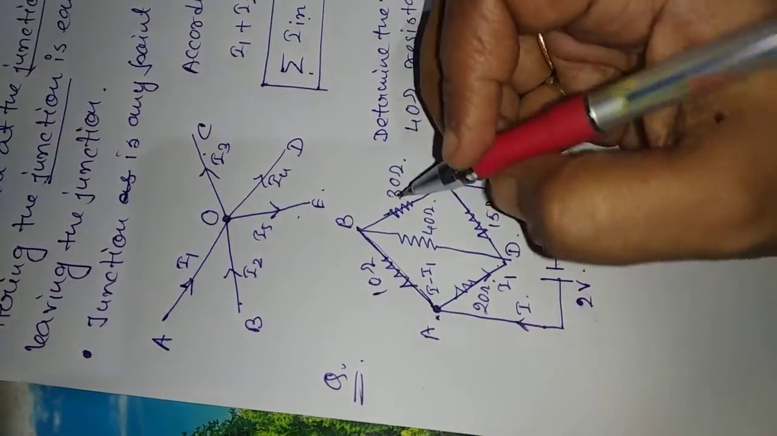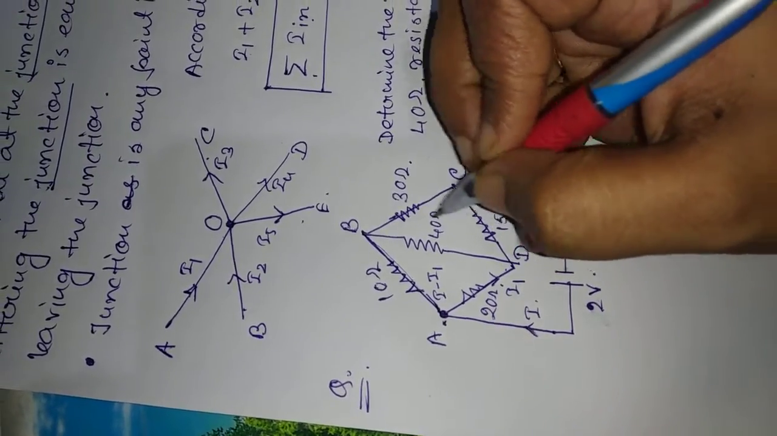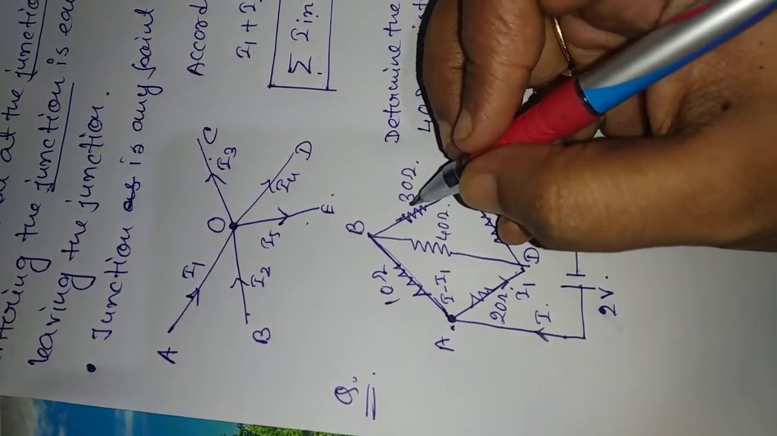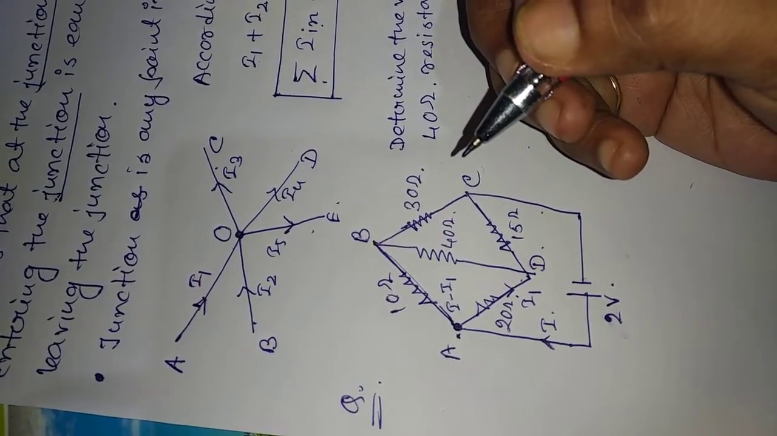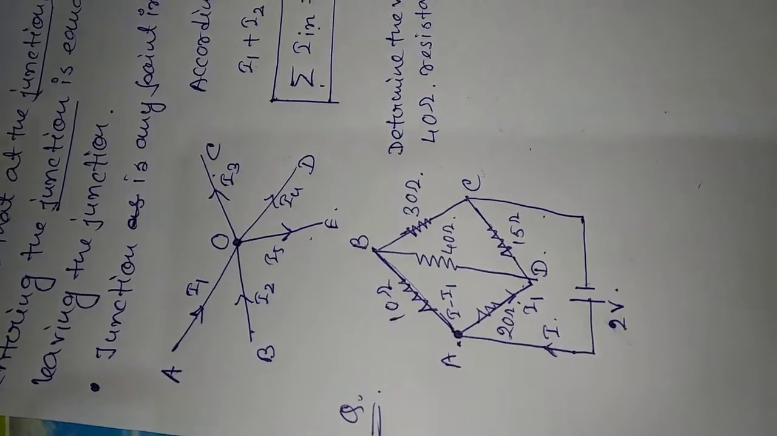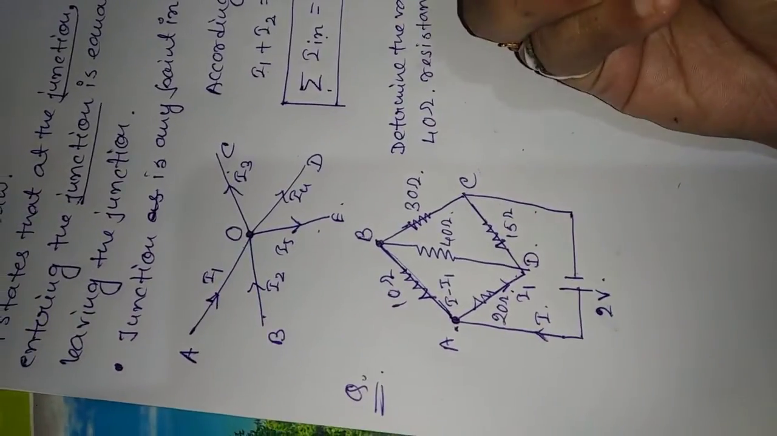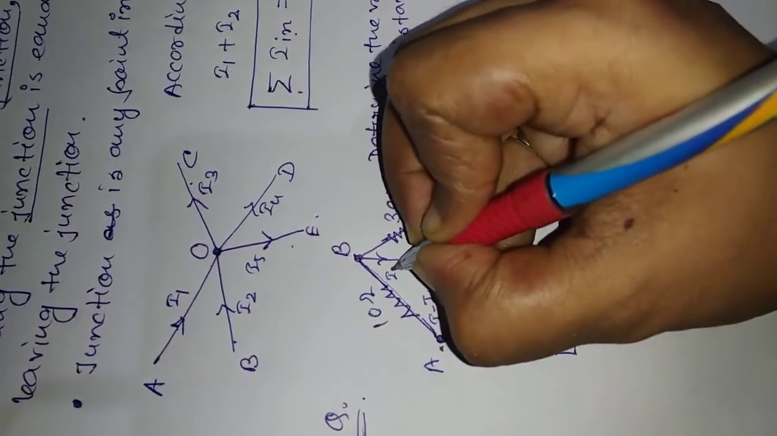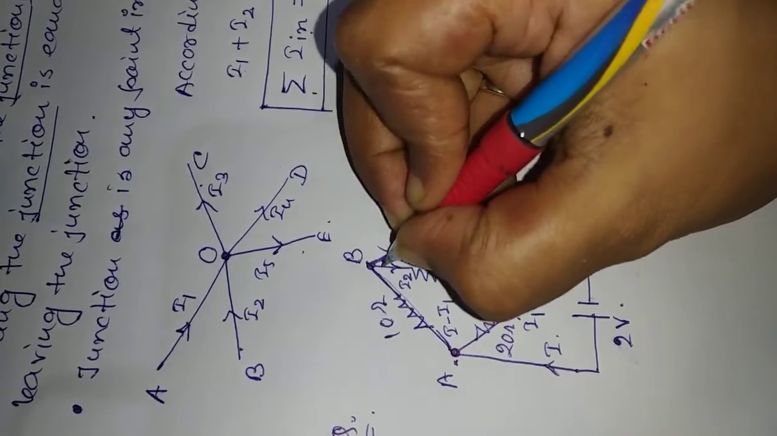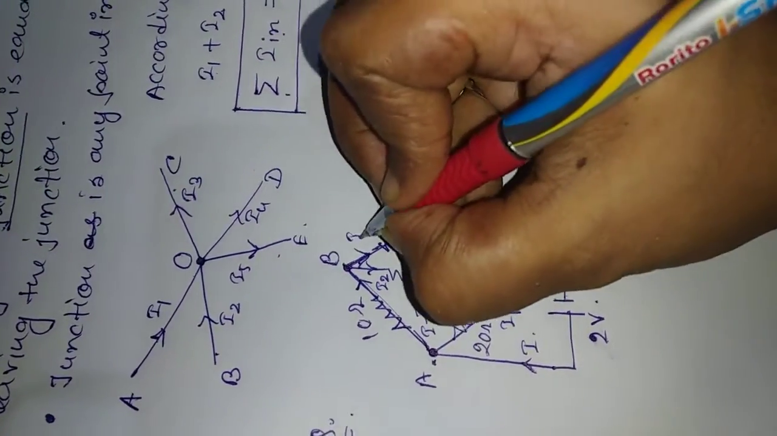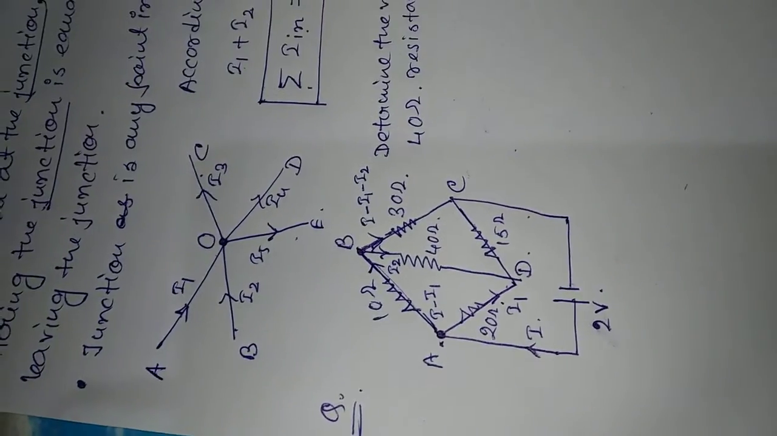Now let us consider that here the current is I2. Now again I am getting another junction. So here the current is suppose I2, and here the current will be I minus I1 minus I2.